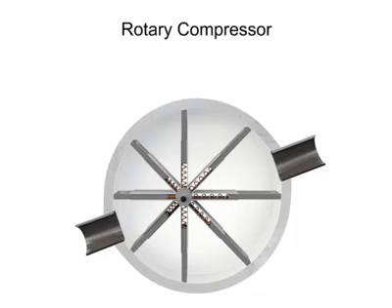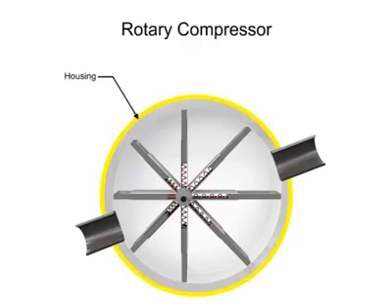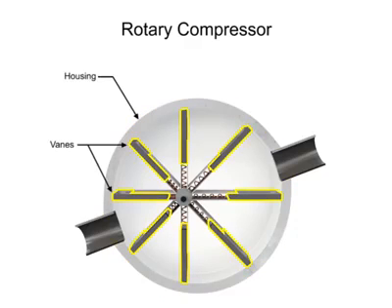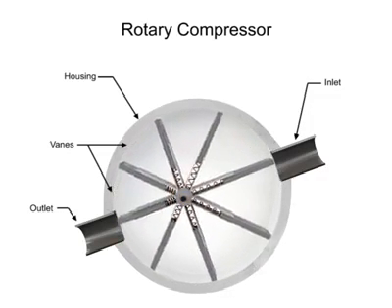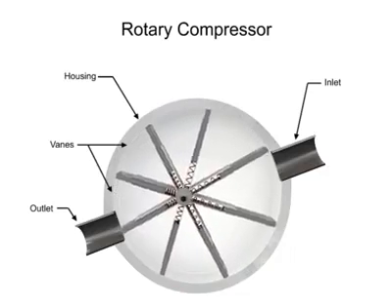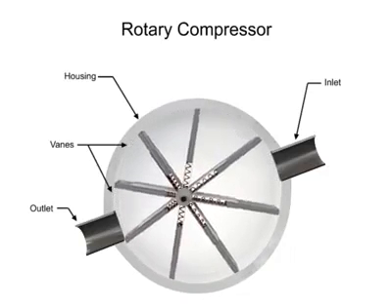Compressors can also be made with vanes or impellers. These types of compressors are called rotary compressors. Rotary compressors typically consist of a cylindrical housing with adjustable rotary vanes, an inlet, and an outlet. The vanes are on an off-center drive shaft. As the shaft rotates, the vanes slide in and out to maintain contact with the cylindrical compressor wall.